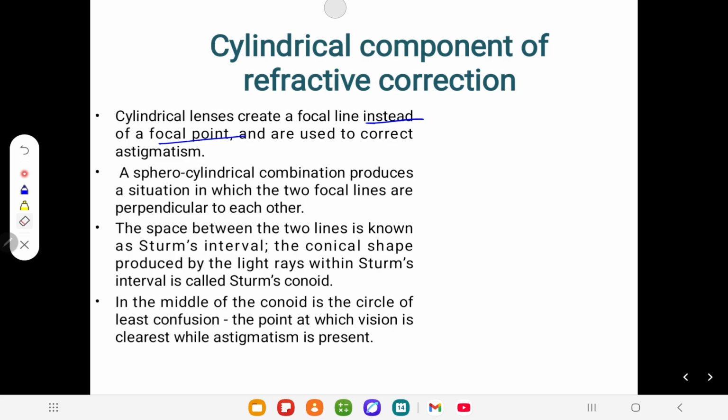So in case of spherocylinder you will find circle of least confusion and Sturm's conoid. There are two focuses. So in this cylinder lens, pure cylinder without spherical, you find line of focus, not the point focus. So that are used to correct the astigmatism basically. The spherocylindrical combination is the situation in which the two focal lines are perpendicular to each other. Yes, as we have already discussed in the section of Sturm's conoid.